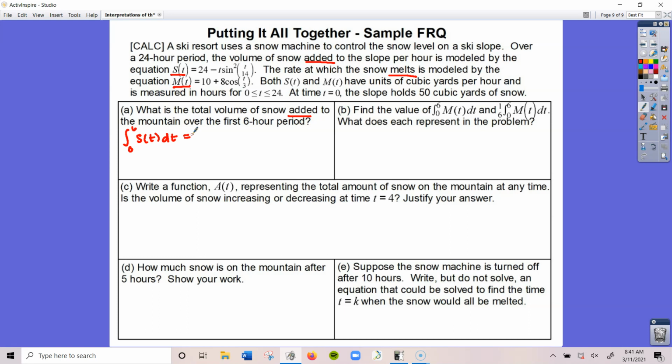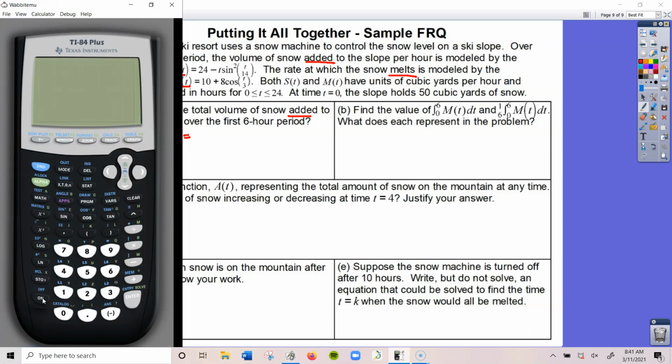So I'm going to go to my calculator. I'm going to clear this one out. I'm going to put S of t, which is 24 minus t, or x, times sine. Oh, this is sine squared, so I have to put parentheses here. Sine of x divided by 14. I'm closing the parentheses for my angle, closing the parentheses for sine, and squaring it, since sine is squared.